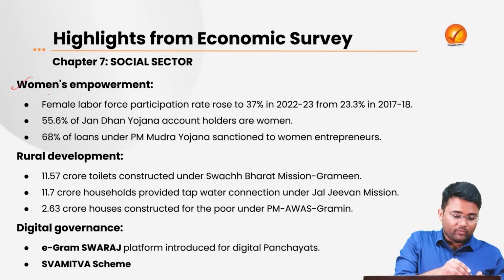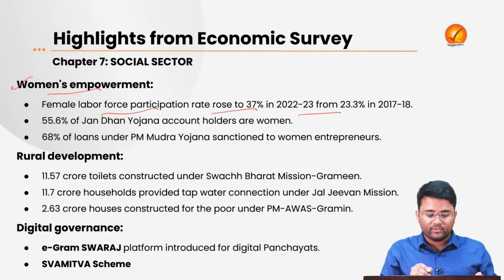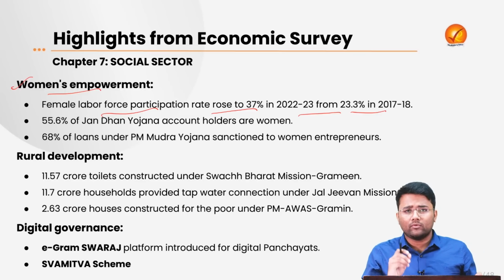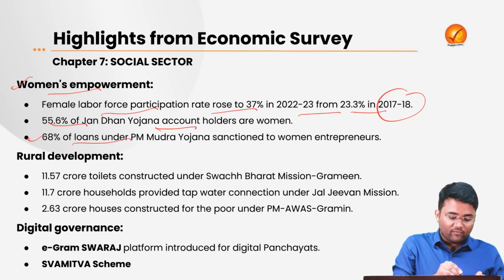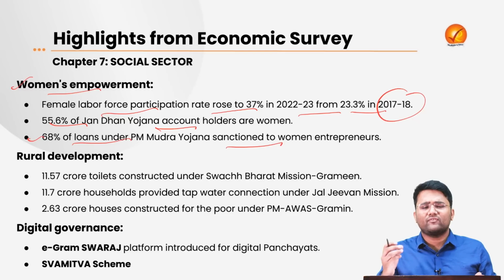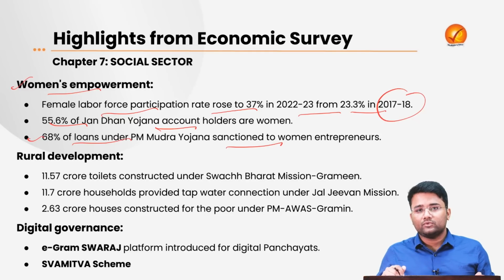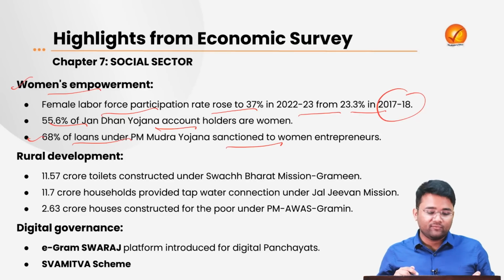Then if you talk about women's empowerment, the female labor force participation rate rose to 37% in 22-23 from 23.3% in 17-18. 55.6% of Jan Dhan Yojana account holders are women. 68% of loans under the PM Mudra Yojana were sanctioned to women entrepreneurs. Apart from this, the ration cards being issued and the Pradhan Mantri Awas Yojana houses are mainly issued in the names of women, which is leading to increased women empowerment.